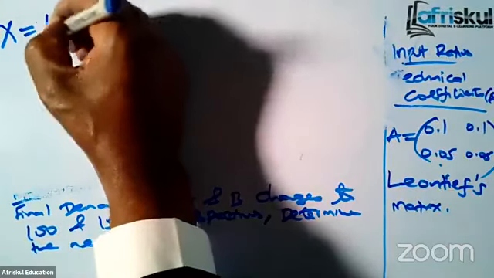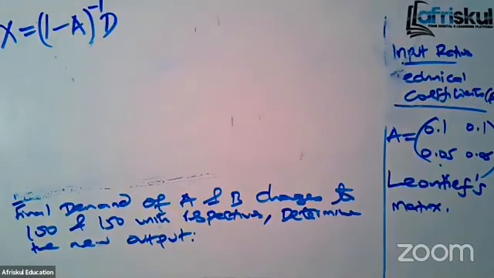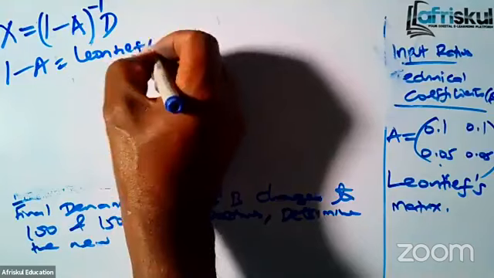So remember, for forecasting purposes, the model that you're using is called Leontief. For us to be able to get the total output, X, how do we get this X? It is I minus A raised to minus 1 multiplied by our new levels of final demand. This I minus A is what we call the Leontief's matrix.